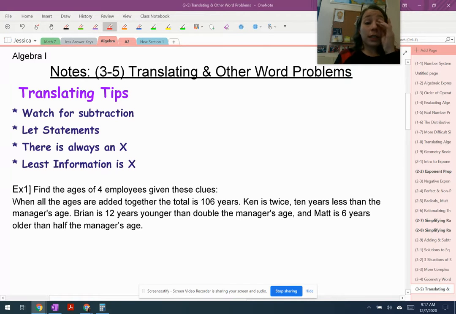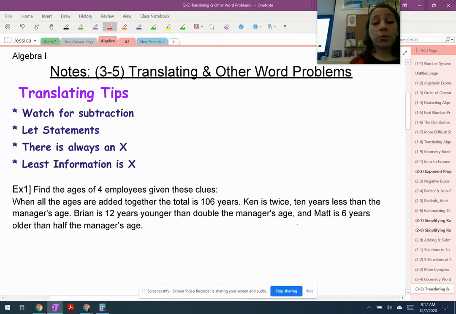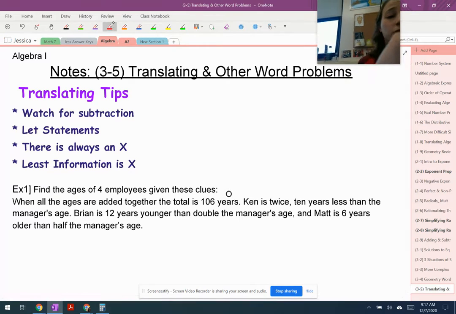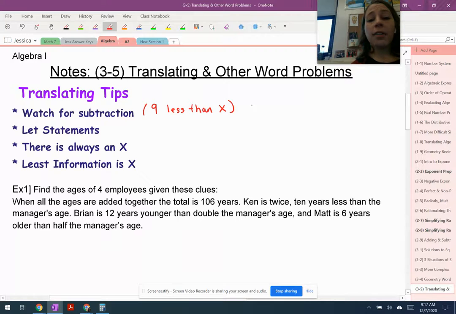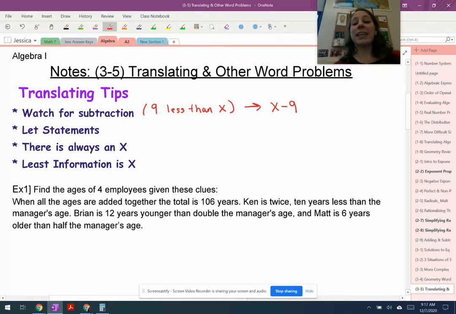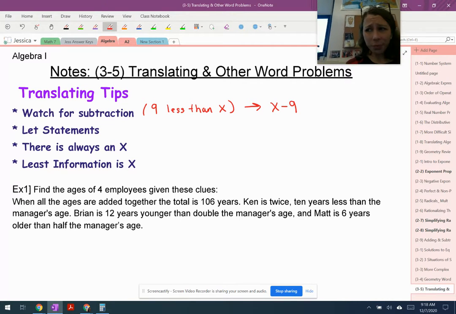So going back to translating tips, watch for subtraction. We've talked about this a bajillion and a half times, but we're going to do it again. When it says something like 9 less than x, that gets translated to x minus 9, not 9 minus x. You might think, because the 9 comes first, that it has to come first, but it does not. 9 less than x means you're subtracting 9 from x.